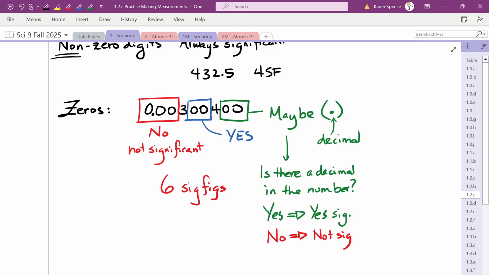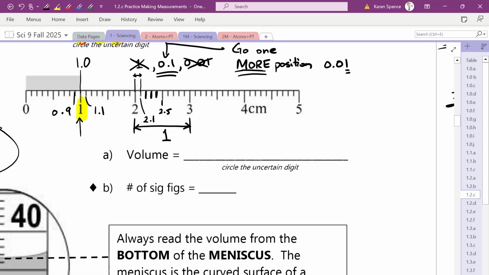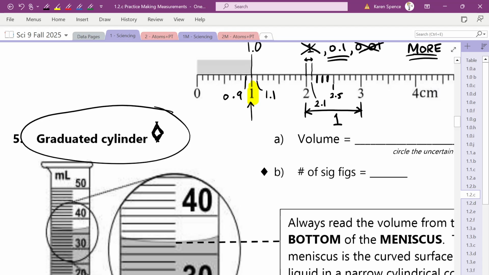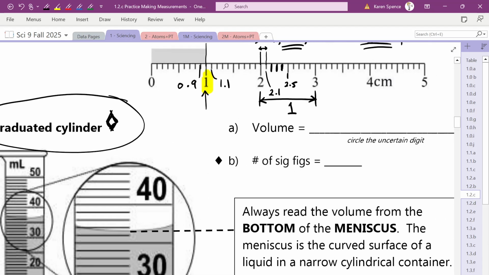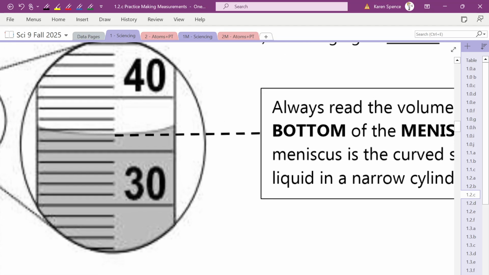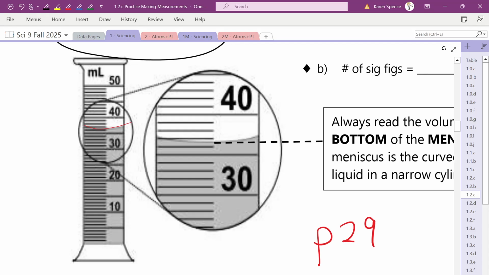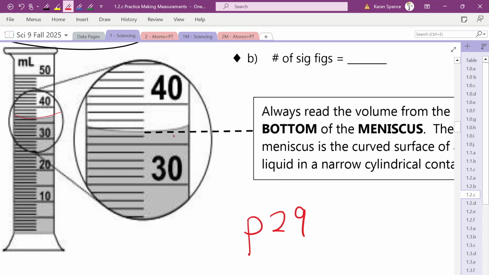All right, let's go back here. And let's just make sure for number 5, let's make sure we have everything we need. So we're looking here, and you'll notice it's really hard to read this, so I've blown it up so it looks big. Again, we're on page 29. Okay, and we're somewhere in between 30 and 40.